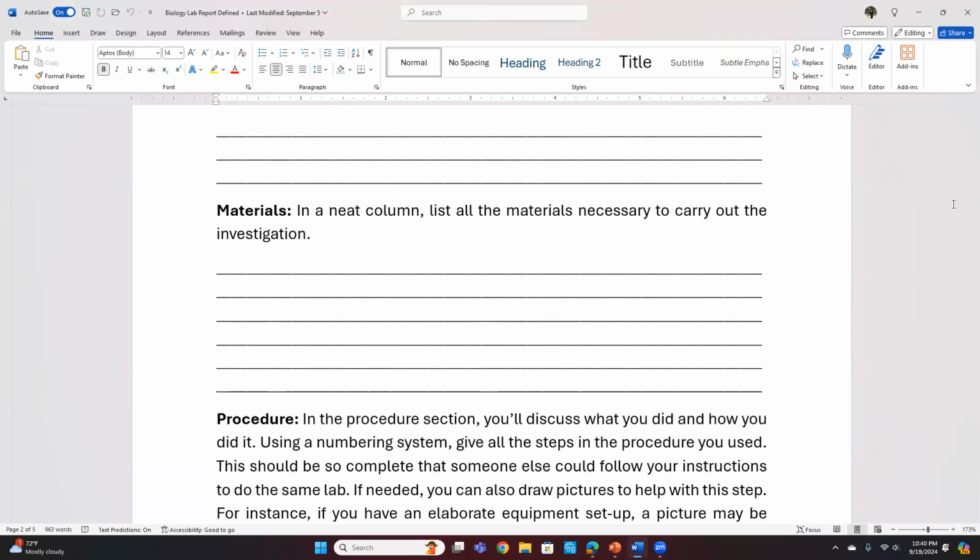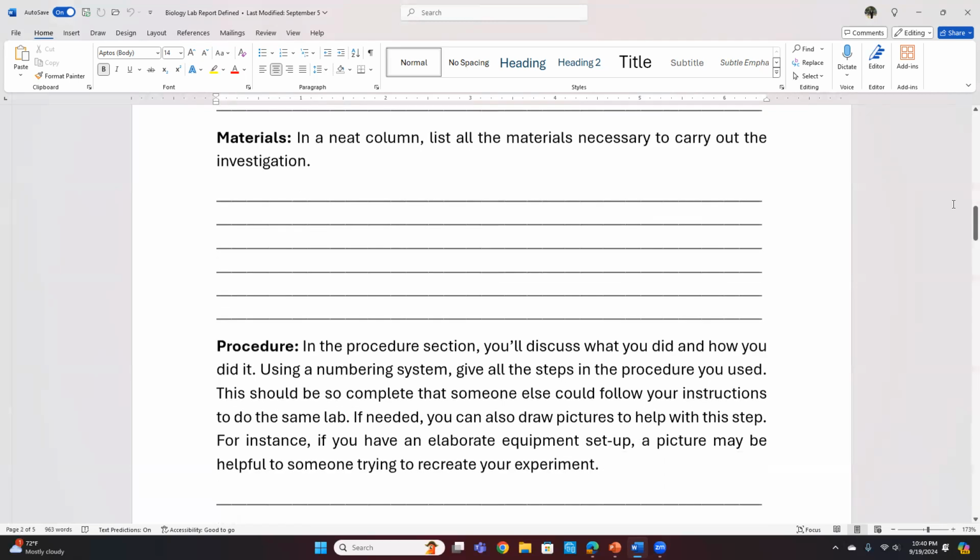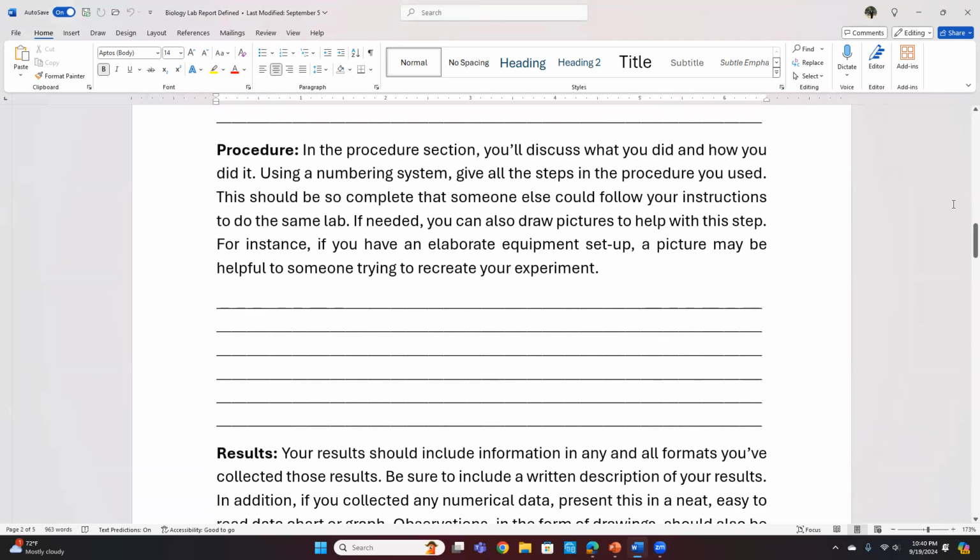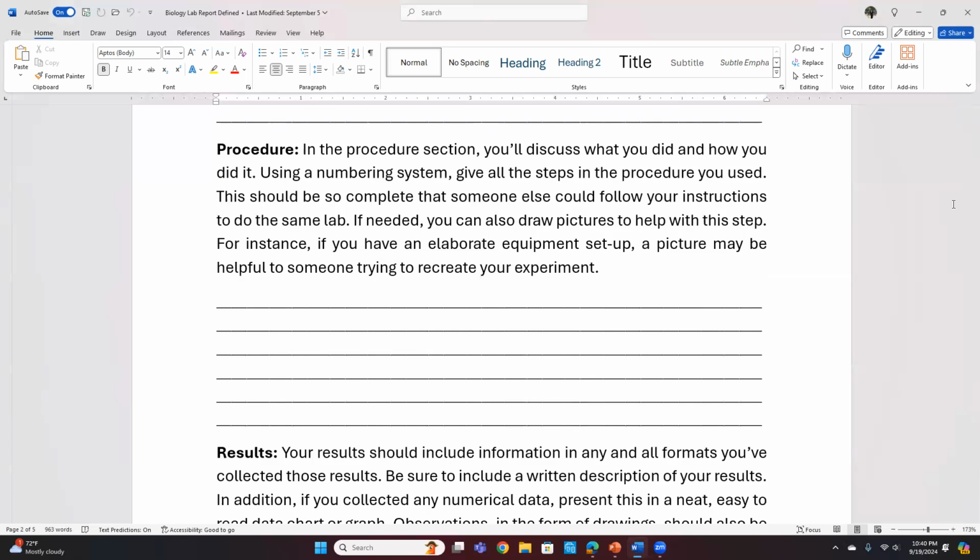Okay, next you're going to write down the procedure. You can say that the two plant slides that we observed were pre-prepared slides, and you observed them in the microscope at 40, 100, and 400 magnification. You would write that as 40x, 100x, 400x. That tells us how far we zoomed in.